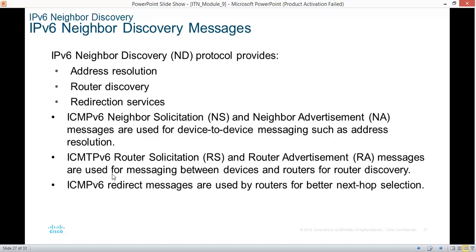So the ICMPv6 router solicitation and router advertisement messages are used for messaging between device and router for router discovery. This router discovery is very important in the sense that when we'll be doing neighbor discovery, when we'll be doing more configurations in subsequent CCNA classes, you see a situation where two routers are connected and one router is locked such that you cannot double click on it.